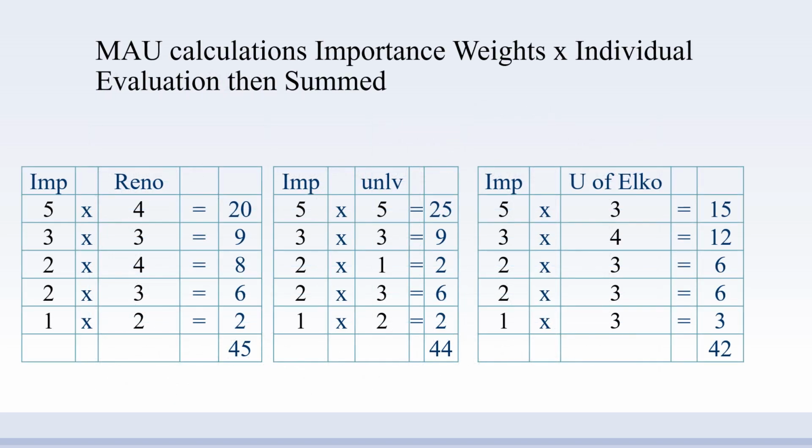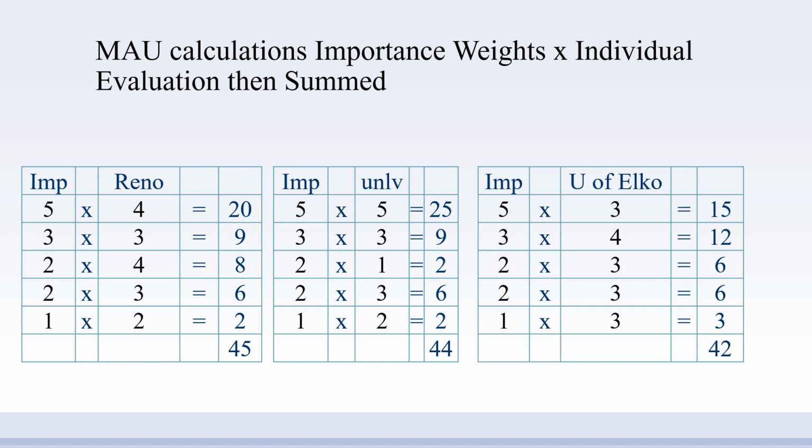So the multi-attribute utility calculation looks like this. It's the importance weight times the individual evaluation and then summed. So for instance, on Reno, the quality of education importance was a 5. Reno scored a 4. They got 20 points for that. In terms of cost, the importance was 3. Reno was evaluated as a 3. They get 9 points. In terms of placement, Reno was a 2.